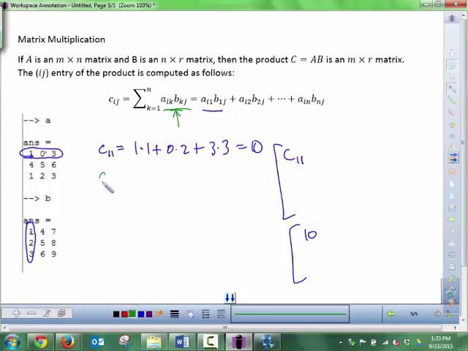So now let's go to C12, the first row and the second column. So we're going to take the first row of A, and this time we're going to take the second column of B. And then we'll do the dot product of that. So 1 times 4 plus 0 times 5 plus 3 times 6. 4 and 18, 22.